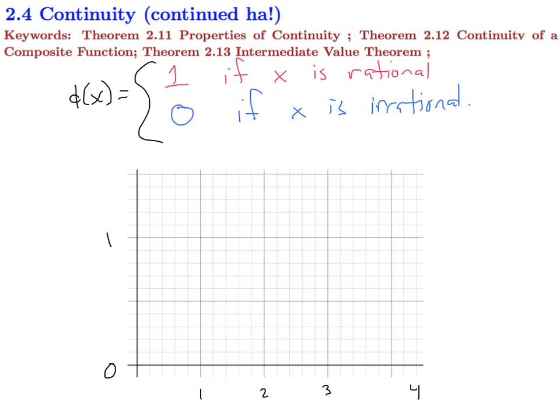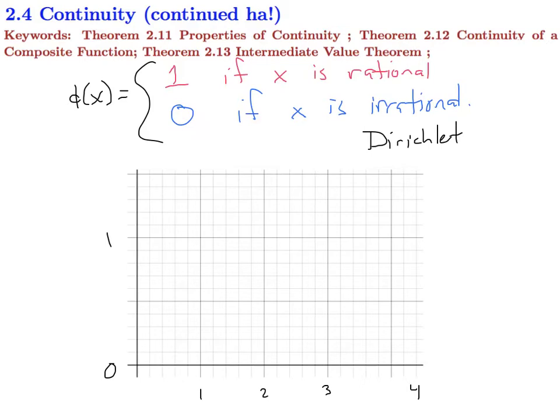One really fun function actually that isn't continuous is called the Dirichlet function. It's named after a mathematician who really thought of a lot of crazy functions, and what he said was, let's think about a function that takes x as an input, any real number, and its output is going to be 1 if you give it a rational number, and 0 if you give it an irrational number.